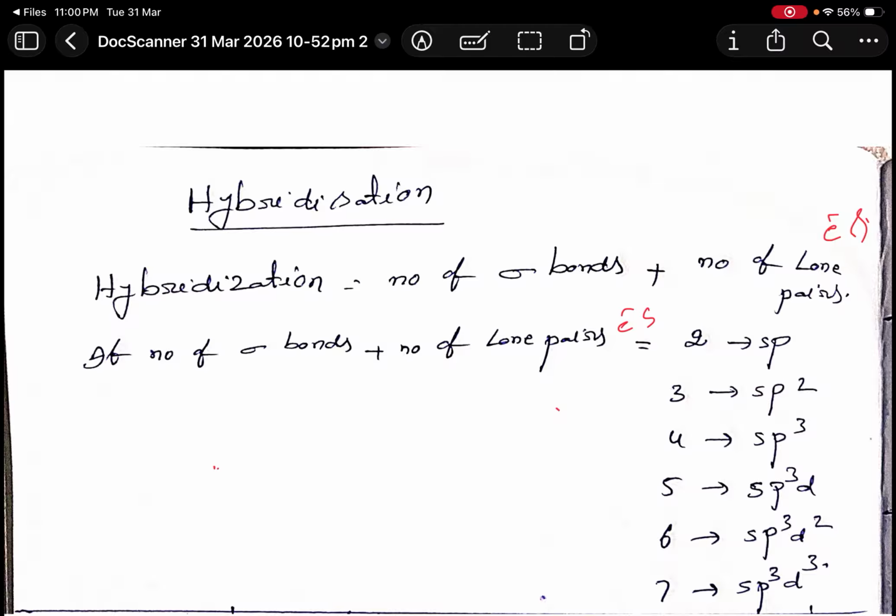and lone pairs, because sp means 1 s orbital and 1 p orbital, so total 2. Next, sp2 means 1 s orbital and 2 p orbitals, total 3. sp3 hybridization means 1 s orbital and 3 p orbitals, total 4.